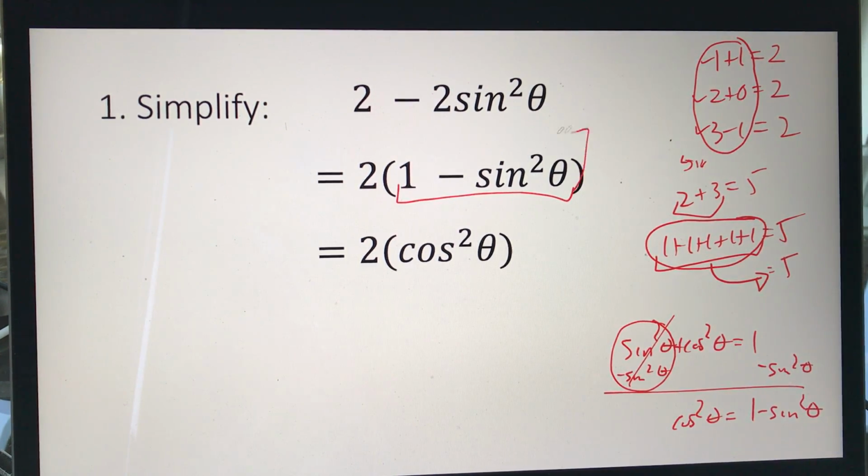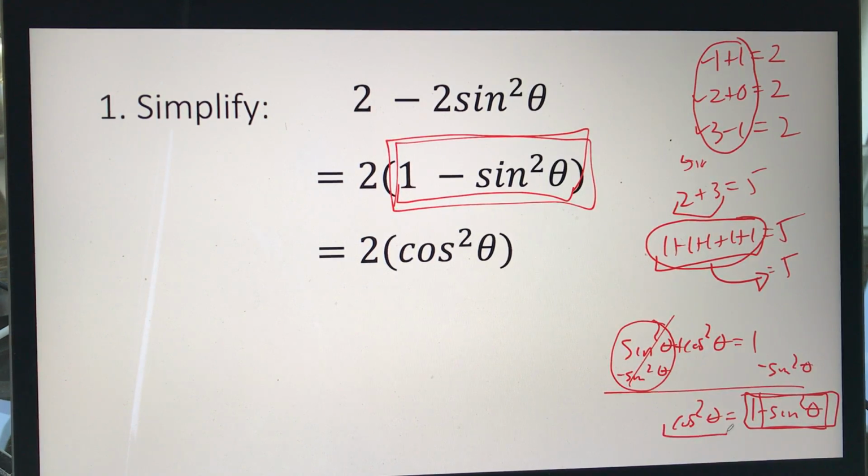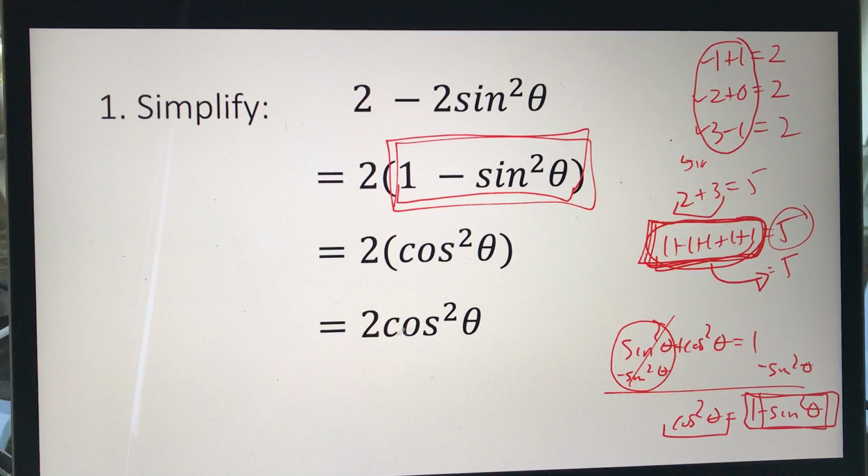So this 1 minus sine squared theta can actually be rewritten in a simpler form, cos squared theta. It's like this complicated 1 plus 1 plus 1 plus 1 plus 1 can be rewritten in a simpler form, 5. So this 1 minus sine squared theta is a little bit simpler as cos squared theta. And then we can just draw the brackets.